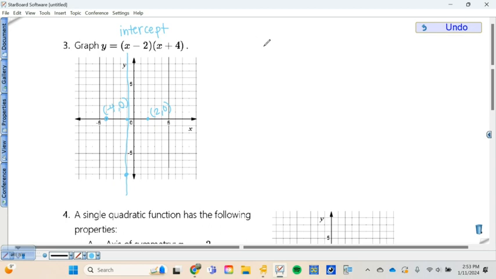To figure out the y, so we know that the x coordinate of the vertex is at -1 because that's right in between -4 and +2. To figure out the y coordinate, we have to plug -1 in for x. So take your equation, y equals x minus 2, x plus 4, and we need to plug in -1 for x.